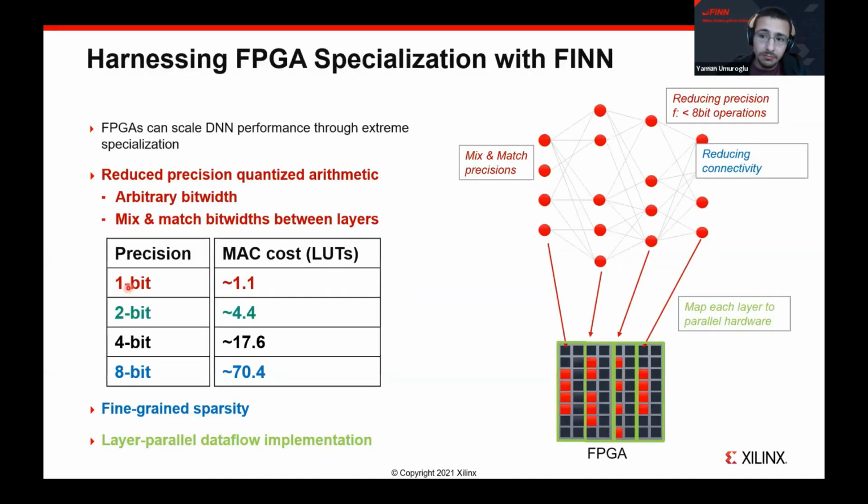In the kickoff webinar for the competition, we mentioned that FPGAs were a great match for specialized DNN inference, that they could take advantage of arbitrary bit width quantization to implement low-cost MAC operations. You could use different quantization on different layers. You could have fine-grained sparsity, and you could have layer parallel data flow implementations.